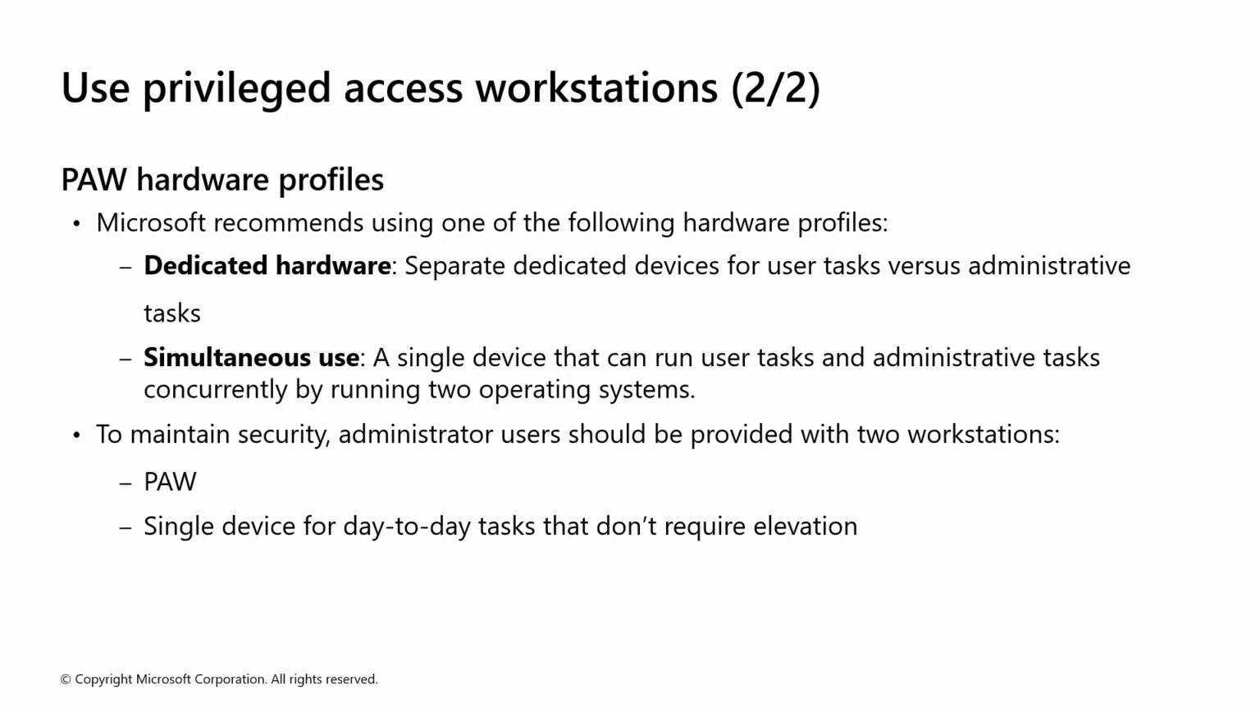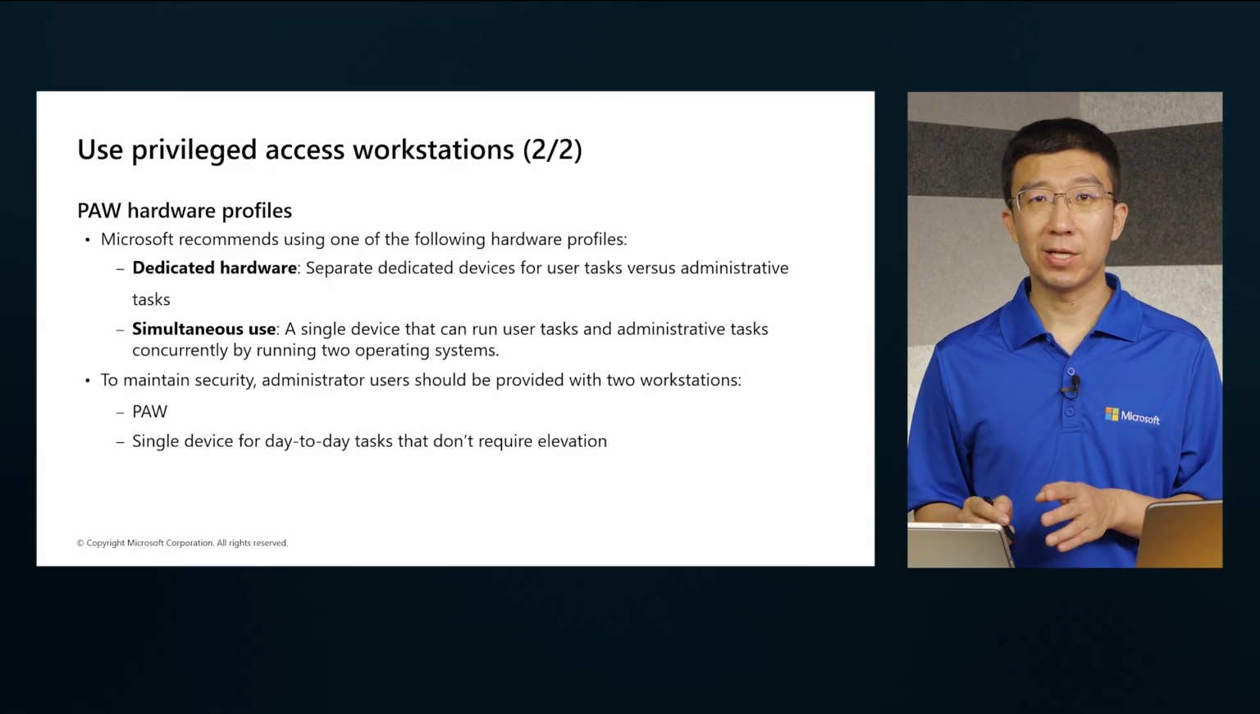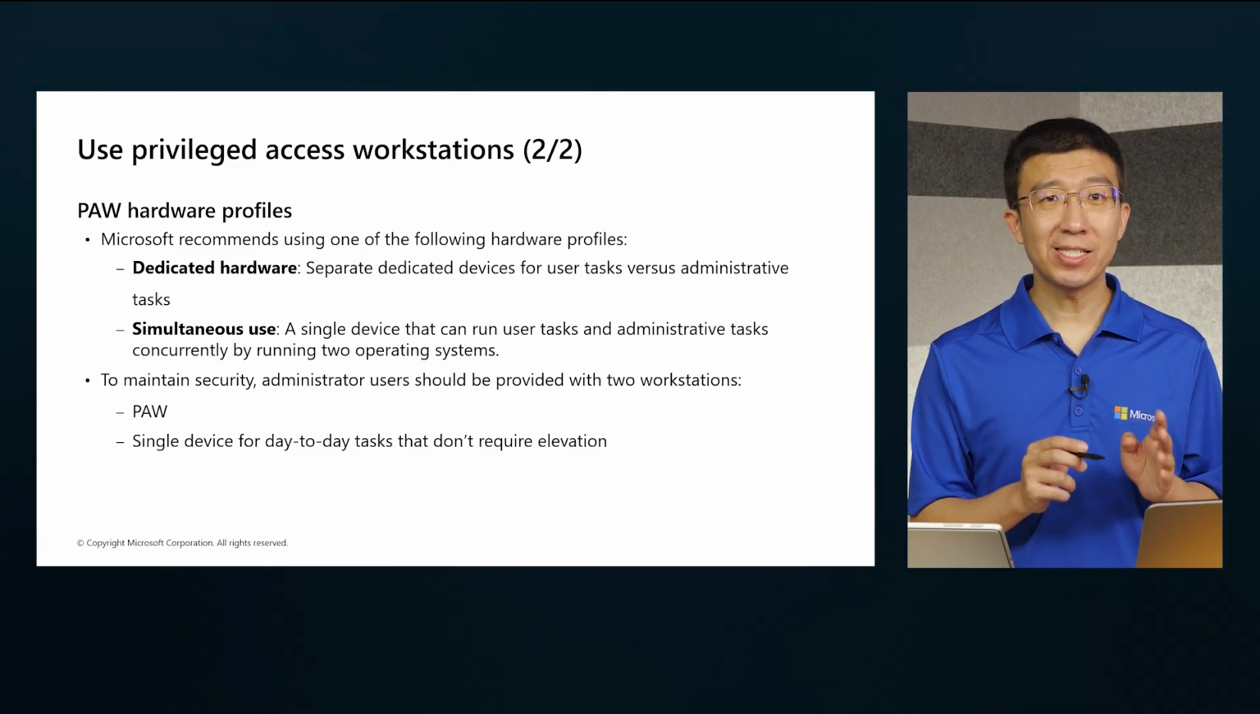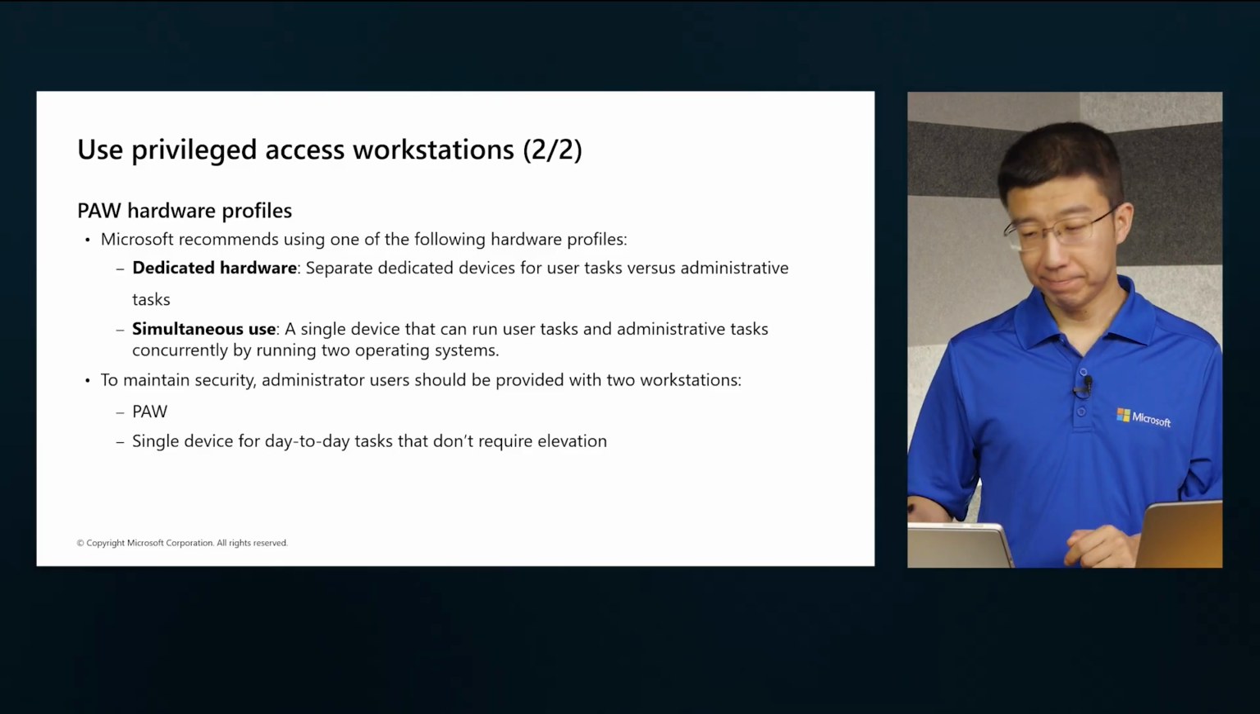There are two main hardware profiles for PAWs: dedicated hardware, separate devices for admin and user tasks; and simultaneous use, a single device running two operating systems for admin and user activities. Admins should have both a PAW and a regular workstation for day-to-day tasks. This separation reduces risk and ensures that sensitive operations are performed in a secure, controlled environment.